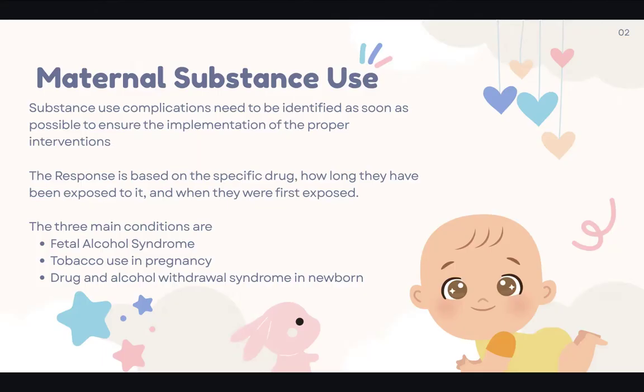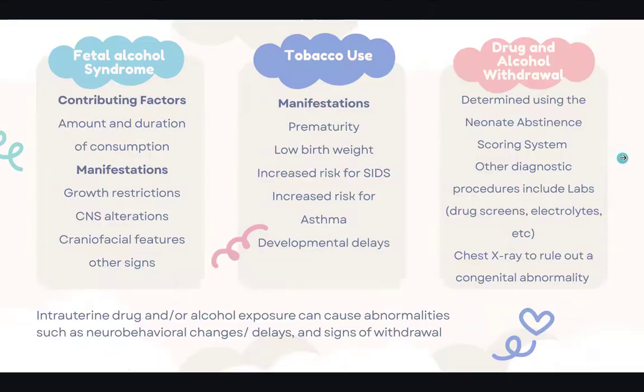There's three major categories, which are fetal alcohol syndrome, tobacco use in pregnancy, and then there's the actual drug or alcohol withdrawal. All right, so these are those three categories that I just told you guys about.